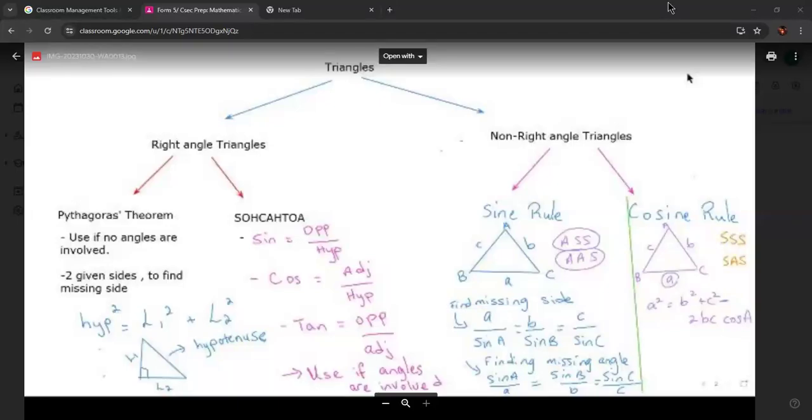Good evening, everyone. In this evening session, we're going to be looking at the triangle. Now, you must know all of your properties when it comes to a triangle. The first thing, you have to be able to name your triangles, right?